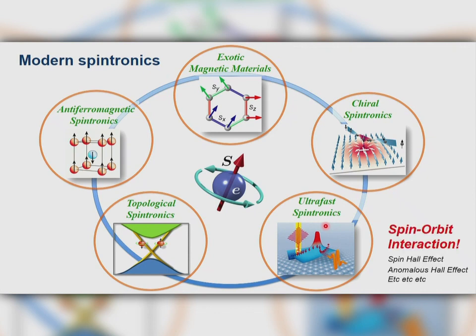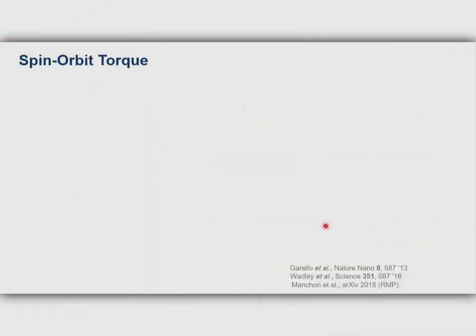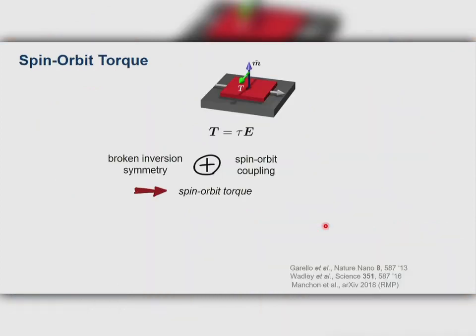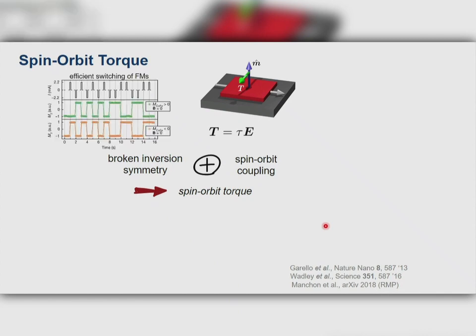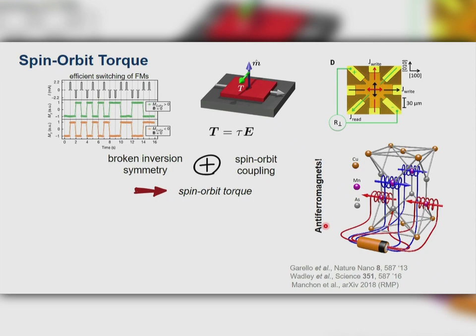And most of these phenomena that we have seen actually require or are based on spin-orbit interaction. And among the most fundamental effects that come from spin-orbit interaction are the spin Hall effect, the anomalous Hall effect, and also the spin-orbit torque. The spin-orbit torque, as we know, comes from spin-orbit interaction in systems with broken inversion symmetry. There we apply current, and we can exert a torque T on the magnetization, which is able to switch it. It works very well for ferromagnets, and also for antiferromagnets.